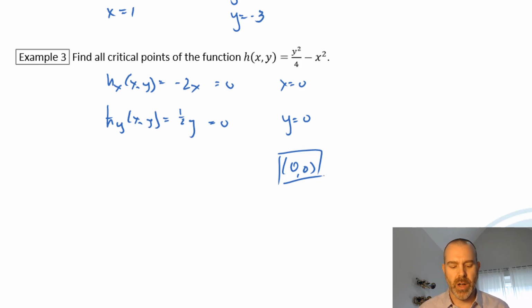In our next video, we're going to talk about how do we determine whether a critical point is a relative maximum or relative minimum.